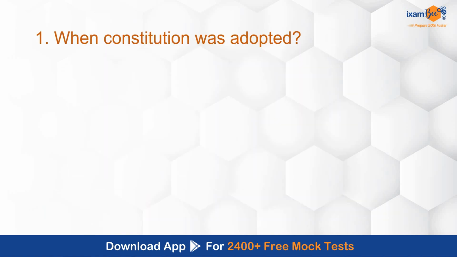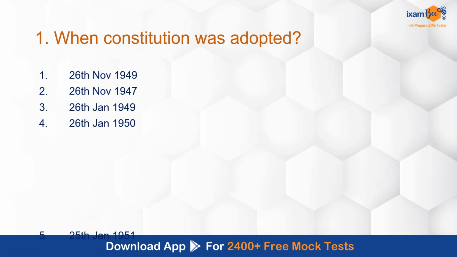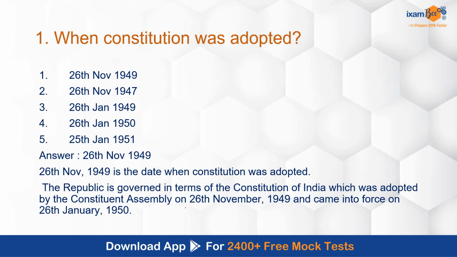The first question, this came in 2020: when was the constitution adopted? You can see the options here. There are 5 options. The correct answer here is 26 November 1949. The constitution was adopted by the Constituent Assembly on 26 November 1949, which came into force on 26 January 1950.